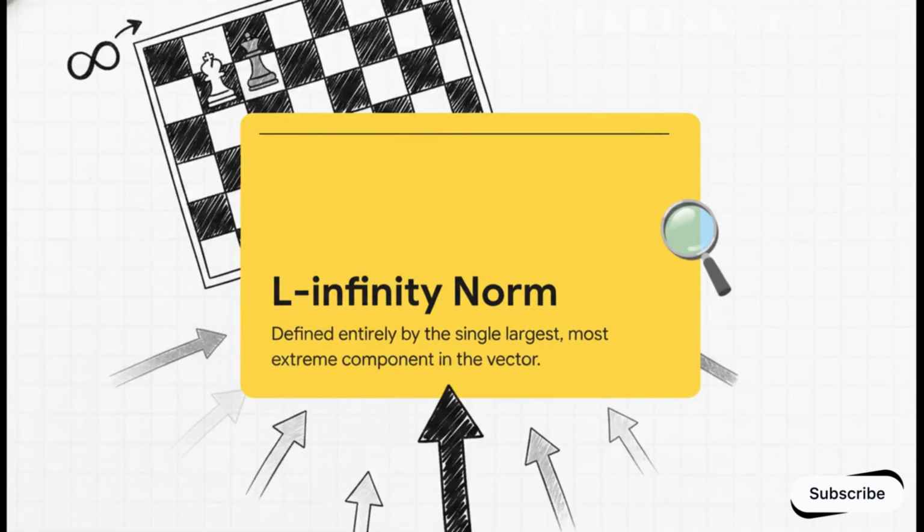And as p approaches infinity, things get wild. We get the L-infinity norm, also known as the Chebyshev norm. Imagine a king on a chessboard moving diagonally. For L-infinity, the smaller components become completely mathematically irrelevant. The entire norm is defined simply by the single largest, most extreme component in the entire vector.